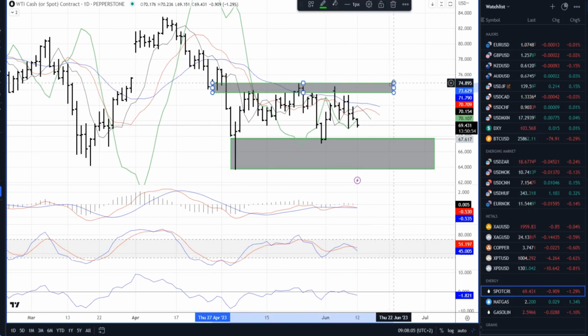Crude oil is trading in a very well-defined trading range in the last 20 days. So there's definitely potential for a test of this support cluster on the crude oil.